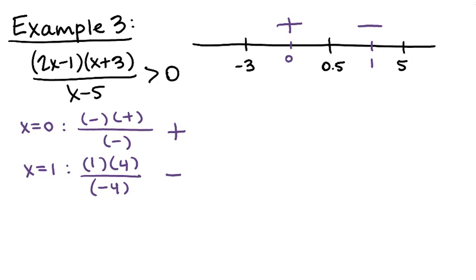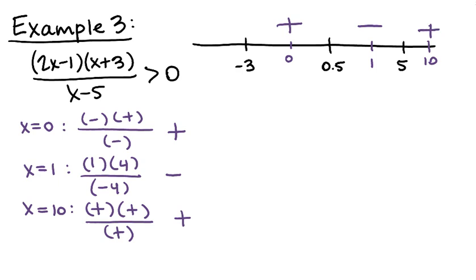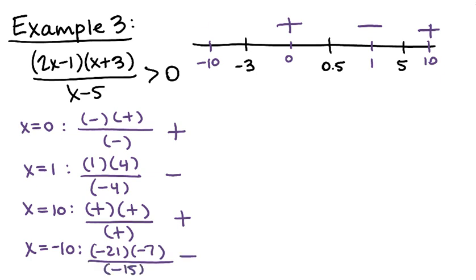And then I'm going to choose another value, maybe bigger than 5, like say 10. When x is 10, I've got 20 minus 1 is 19, which is a positive number. 10 plus 3 is positive. 10 minus 5, also positive. So all positive, that's going to be positive. And then a number less than -3, maybe -10. When x is -10, I'm going to say that it's going to be -21 times -7 over -15. And I've got 3 negatives, that's going to make a negative.